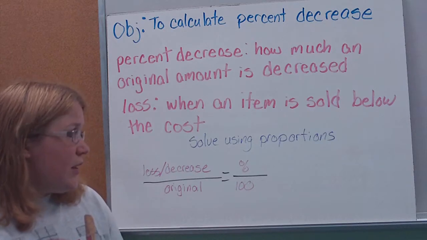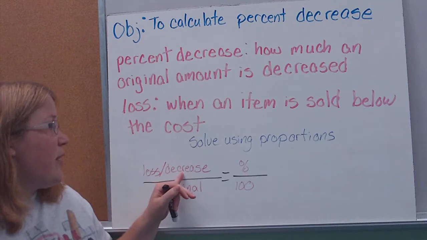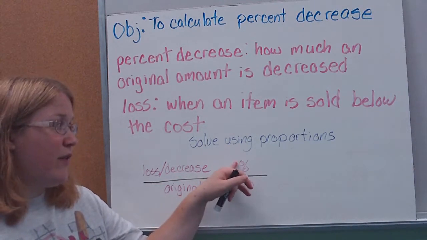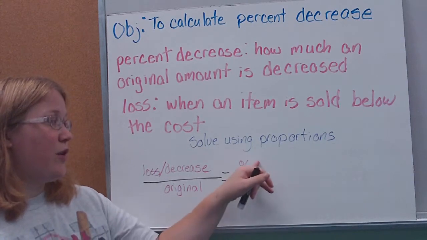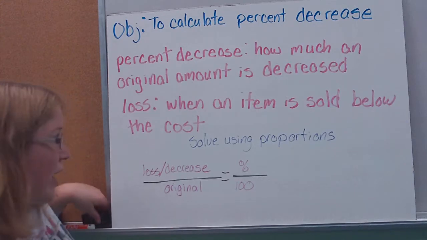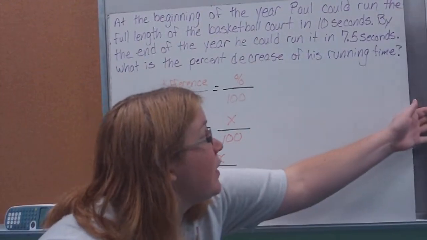All right. So again, we're solving this using proportions. So the loss or the amount of the decrease goes over our original amount, and that will give us the percent decrease over 100, percentage over 100. So you'll notice again, it's set up very much the same way that we set up our other one as well. So we'll take a look at that with a problem.